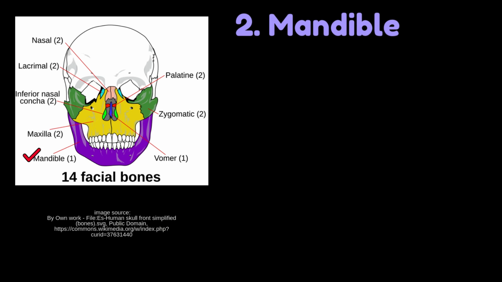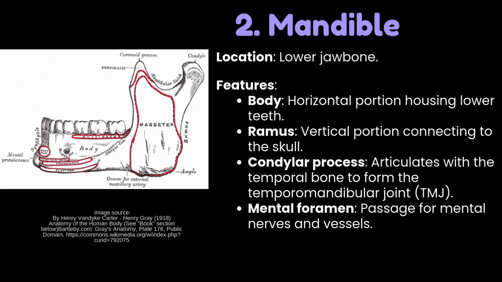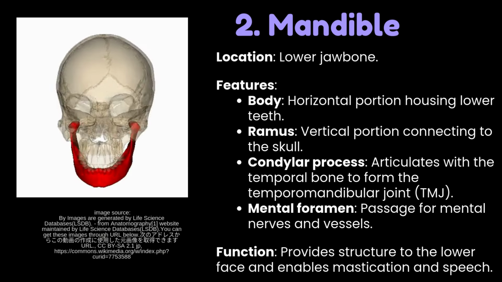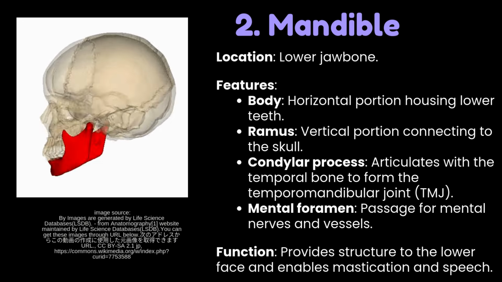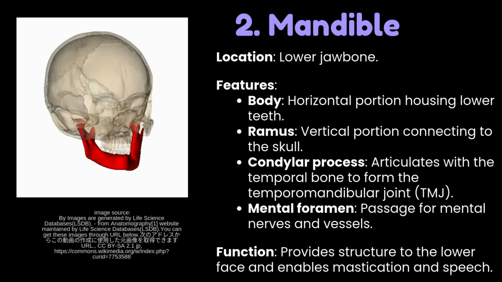Number 2. Mandible. It is the lower jaw bone. Mandible has the following features. Body of mandible. It is the horizontal portion, housing lower teeth. Ramus of mandible. It is the vertical portion, connecting to the skull. Condylar process. It articulates with the temporal bone, to form the temporomandibular joint. Mental foramen. It is the passage for mental nerves and vessels. It provides structure to the lower face, and enables mastication and speech.